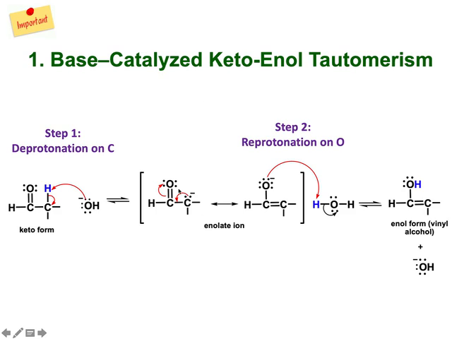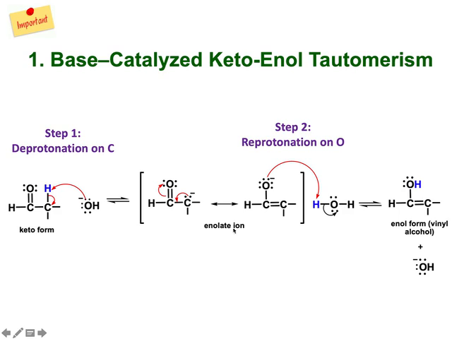this becomes a nucleophile. For step 2, reprotonation on O. O minus abstracts this proton, so it becomes enol form and side product. This one is for base. First step, the base takes this hydrogen, but we call it deprotonation on carbon. It means removing hydrogen, detaching hydrogen from carbon. That's why deprotonation on carbon. But this nucleophile abstracts this proton to become side product, water.